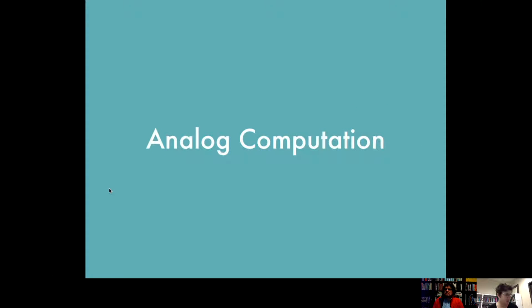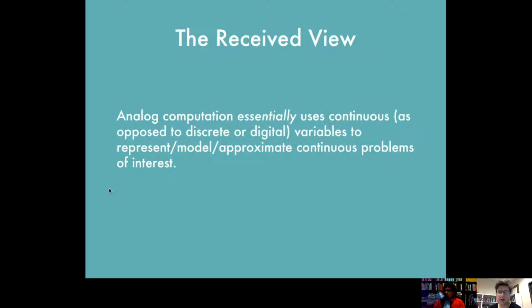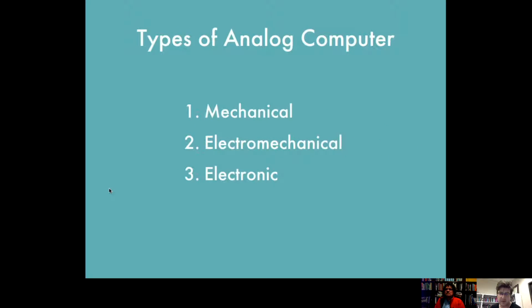Okay, so now let me talk a little bit about some analog computers. For some people, this may be a bit of a review. So some of what I have here are old videos from the US Navy showing different kinds of analog computers. But let me say again, what most people take analog computation to be is that analog computation essentially uses continuous, as opposed to discrete or digital, variables to represent or model or approximate continuous problems of interest, right? So what makes something an analog computer is that it uses these continuous variables.